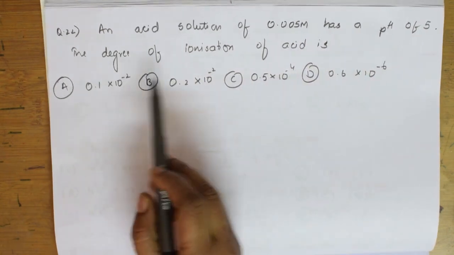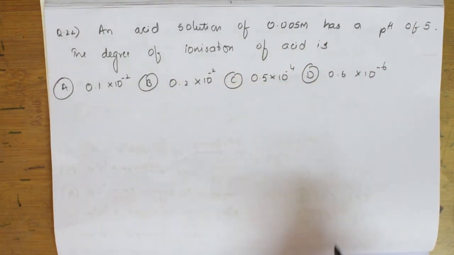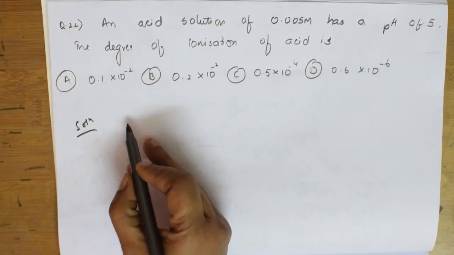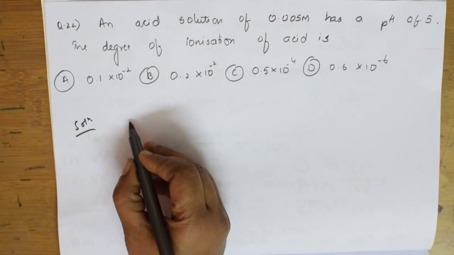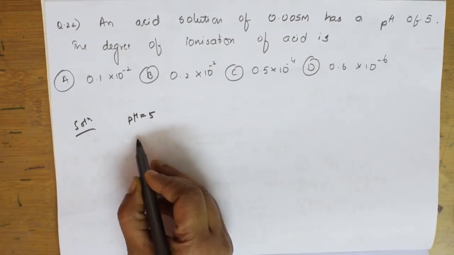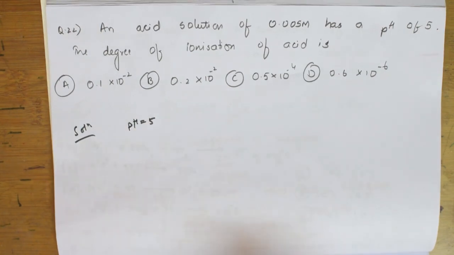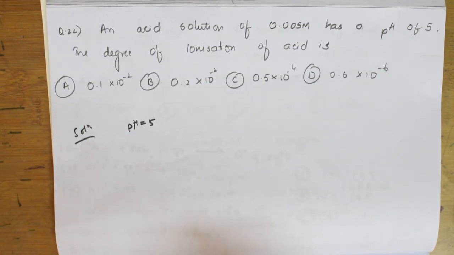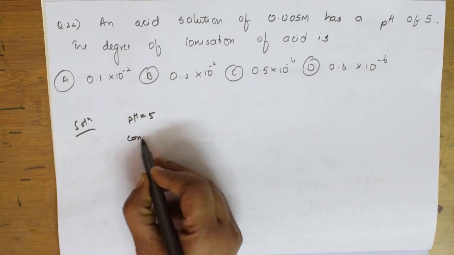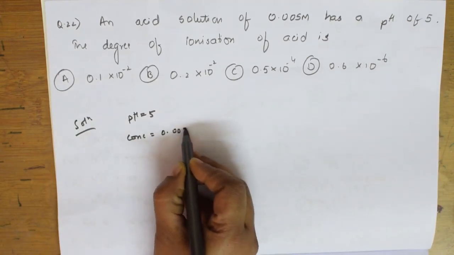Okay, the degree of ionization of acid is what? Basically we have to find out, or let us see what is given to us in the exam. First let us note it and just see. Now pH is given, how much is given? 5. Okay, I need to find one more thing, an acid solution of 0.005, the concentration given to us is 0.005 molar.